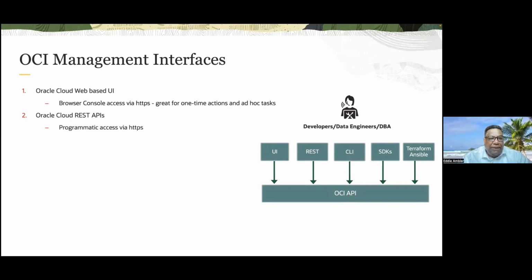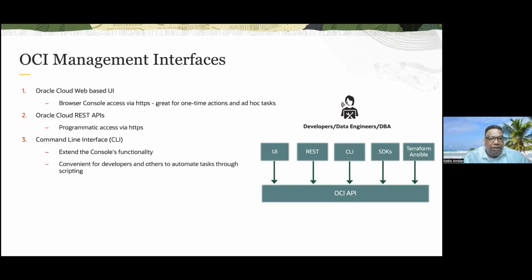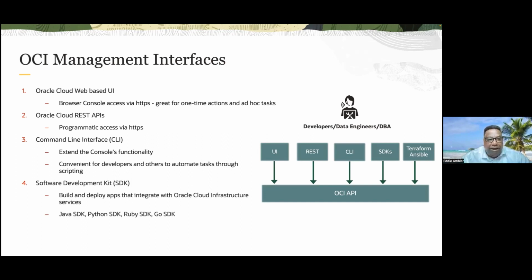There are REST APIs that give you programmatic access via HTTPS. And again, anything that you can do in the UI and in the API, we have the ability to also do through the command line to extend the console's functionality. This is really convenient for developers, right, that want to automate tasks through scripting. And SDKs, right? Doesn't really matter the SDK type you have. We have a huge library of SDKs that allow us to build and deploy applications that integrate into the cloud infrastructure services.